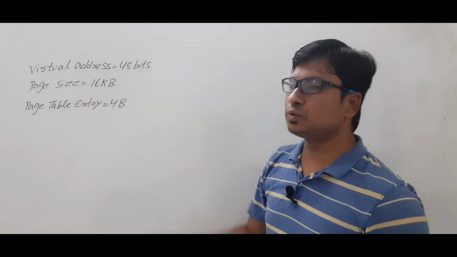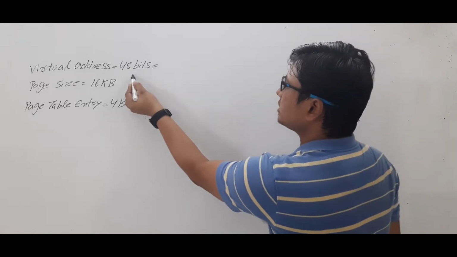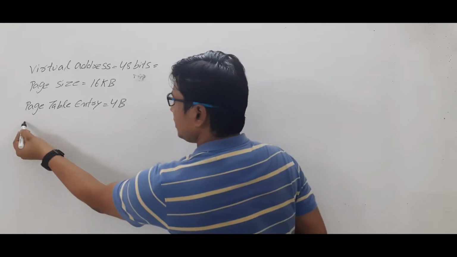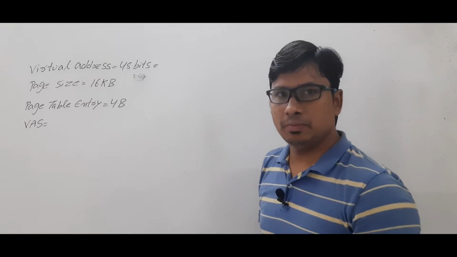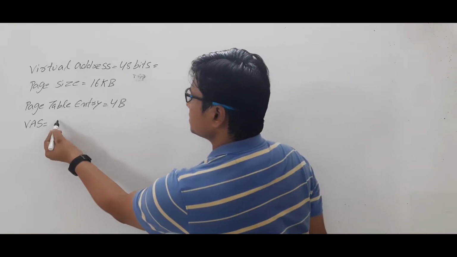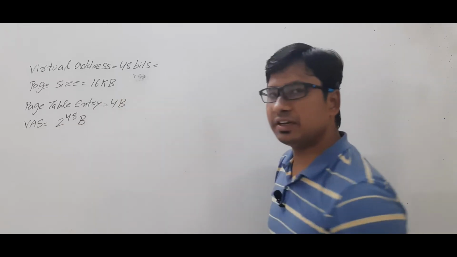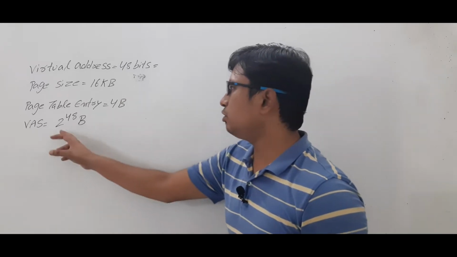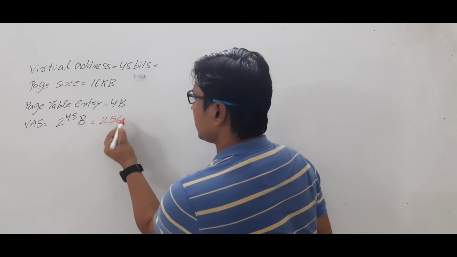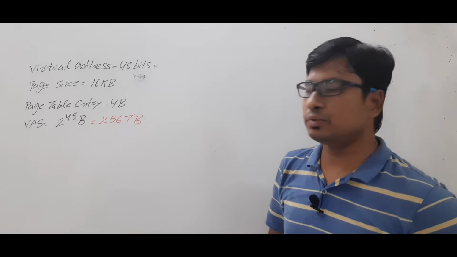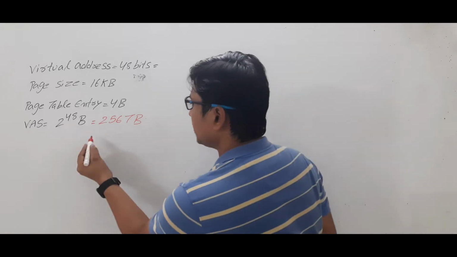They have given the virtual address as 48 bits. If the virtual address is 48 bits, then the virtual address space, or the process size, or logical address space will be 2 power 48 bytes, because everything is given in the byte addressable format. So 2 power 48 bytes is nothing but 256 terabytes. Are you able to understand? So you have a process of 256 terabytes. Are you able to understand how I got 256 terabytes?